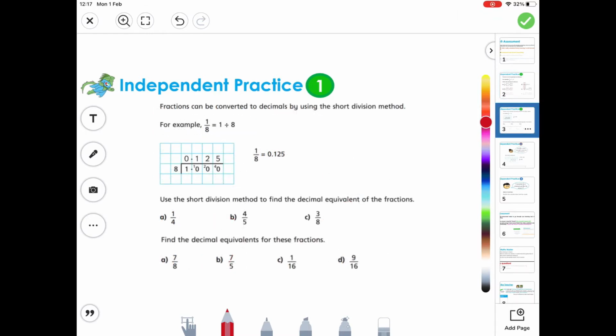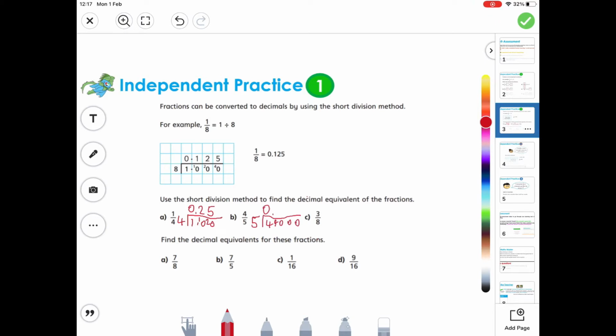Slide number 3. Use the short division method to find the decimal equivalent to the fractions. So 1 divided by 4. How many 4s in 1? 0. How many 4s in 10? 2 remaining. How many 4s in 20? 5. That's 0.25.